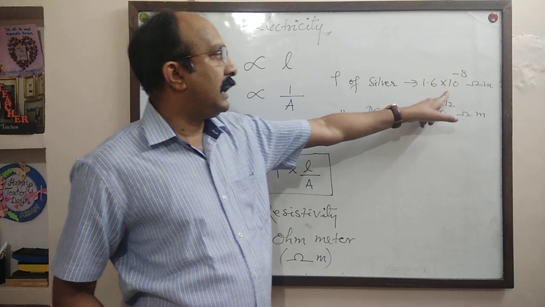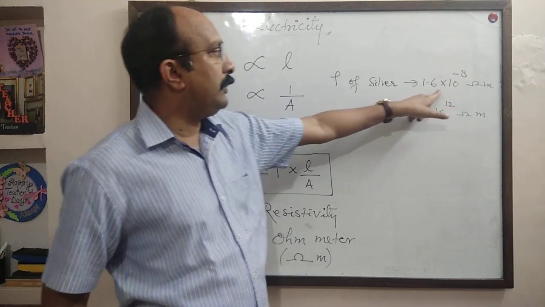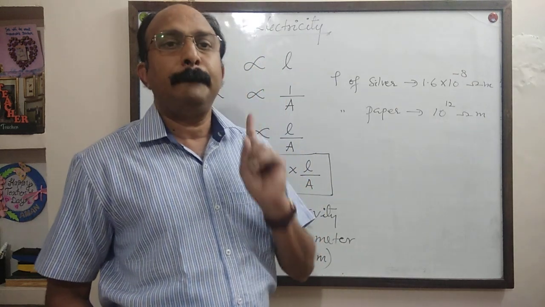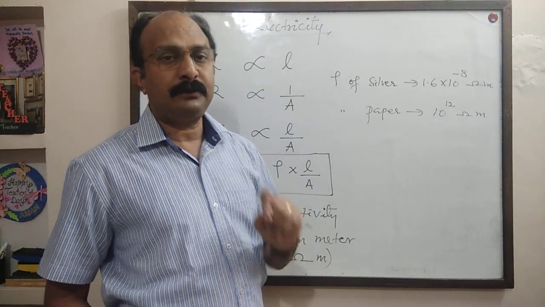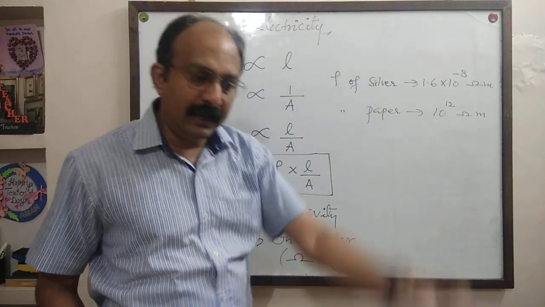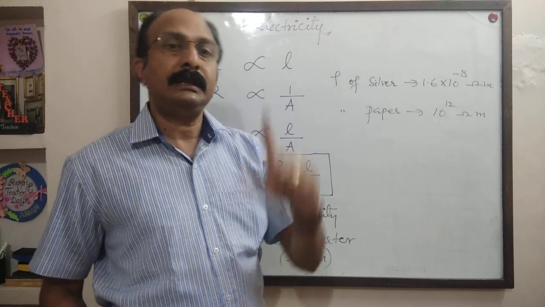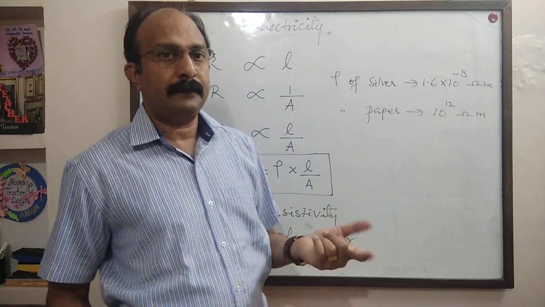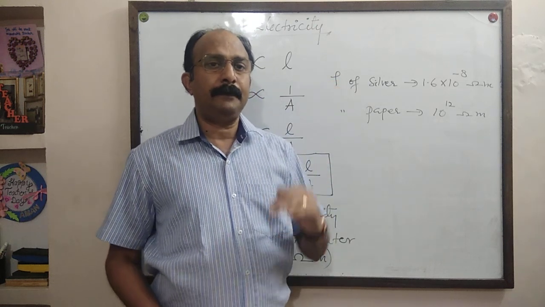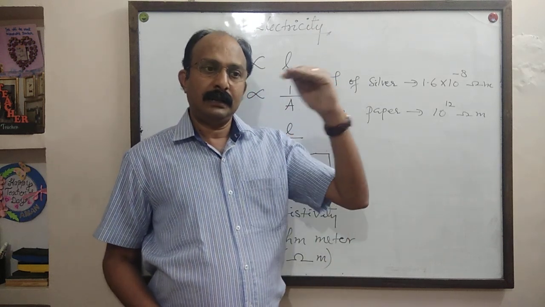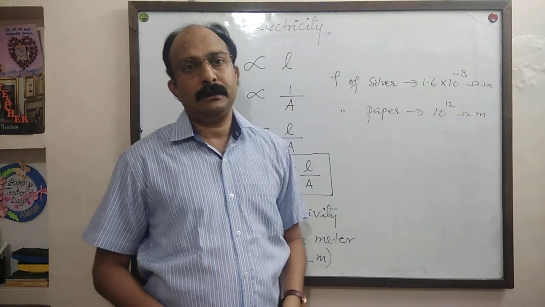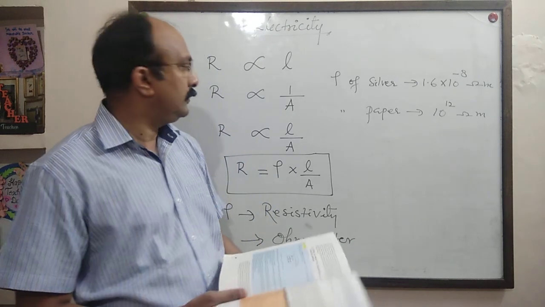So silver has the lowest value of rho. It is 1.6 × 10^-8 ohm meter. So silver is the best conductor of electricity. So remember the point: if the rho value of a material is very less, that material is a good conductor, the best conductor. But as the rho value increases, the material becomes a less good conductor, a poor conductor, a bad conductor, and then an insulator. I think this point is clear to all of you.